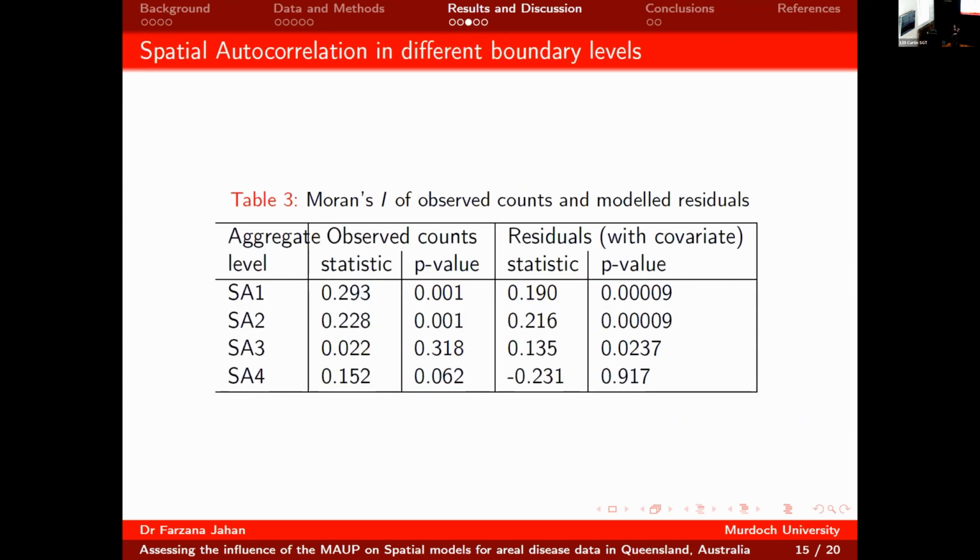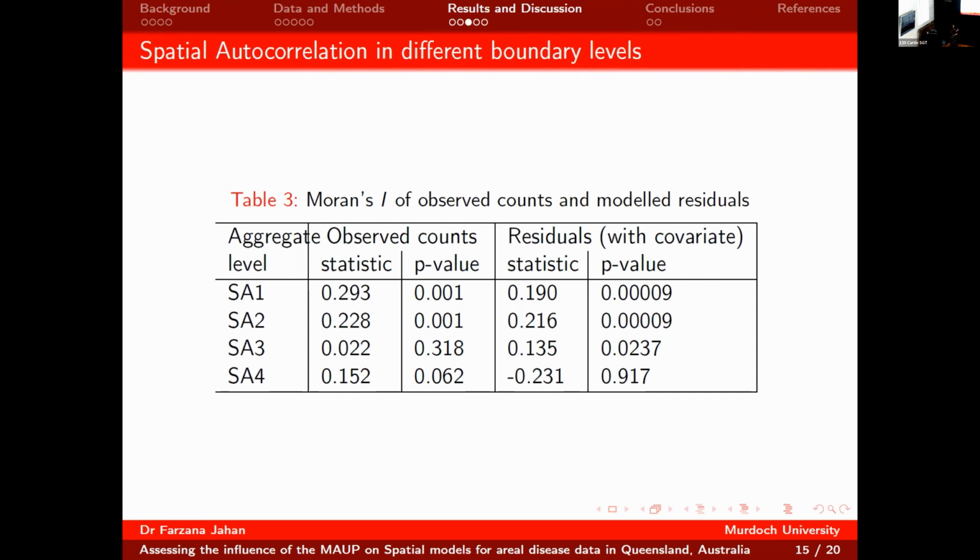So these are the Moran's I values. We wanted to see the degree of spatial autocorrelation in the observed data for a specific level, and also in the model residuals. If we only look at the first two columns, these give us the spatial autocorrelation in the small area level data. For SA1 and SA2 level, you can see the p-value is very small. That is, SA1 and SA2 level areal spatial data are highly spatially autocorrelated. They depend on what their neighbors are, and that should be considered when you model them.